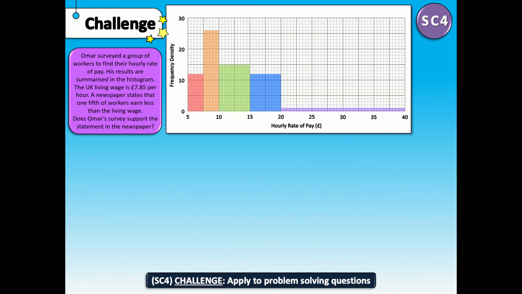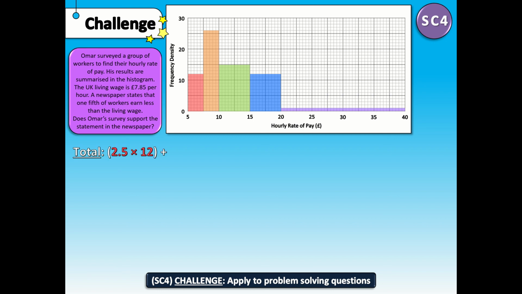So for this question, Omar surveyed a group of workers to find their hourly rate of pay. His results are summarised in the histogram. The UK living wage is £7.85 per hour. A newspaper states that 1/5 of workers earn less than the living wage. Does Omar's survey support the statement in the newspaper?